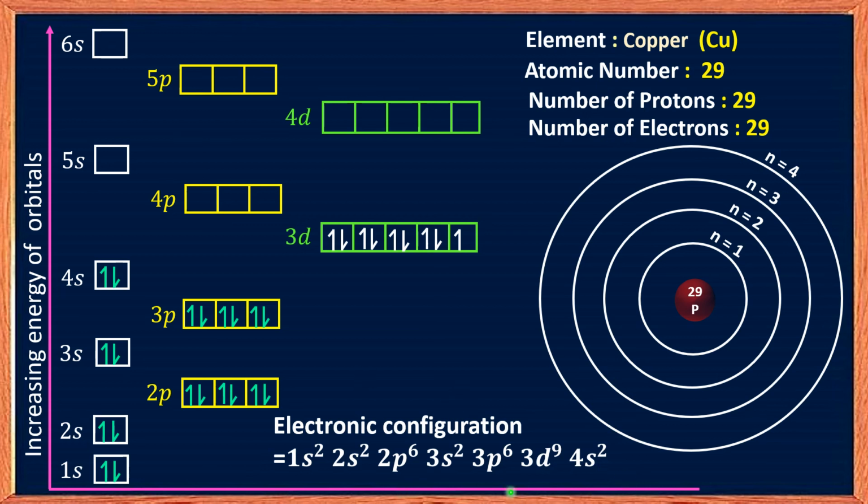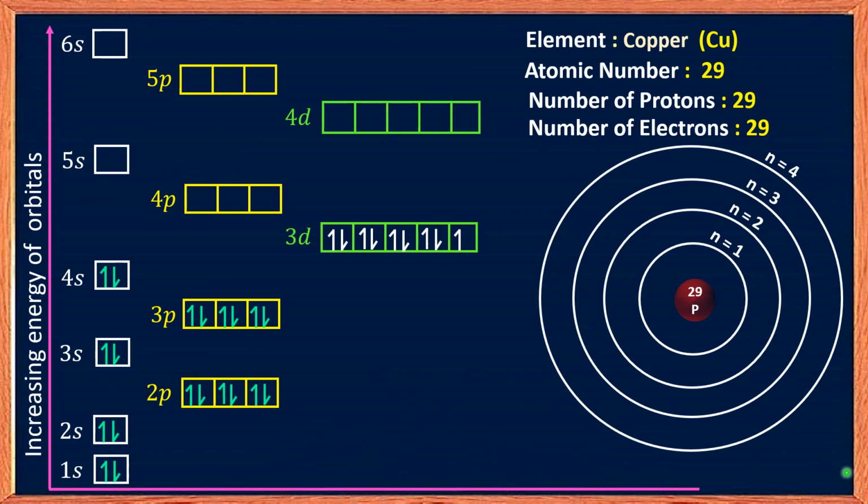But it is wrong. So in order to acquire extra stability, copper shifts an electron from 4s into 3d. Then copper will have all the completely filled d orbitals. So when an atom has half filled d orbitals or completely filled d orbitals, it acquires extra stability. Okay, so this configuration is wrong in this case.